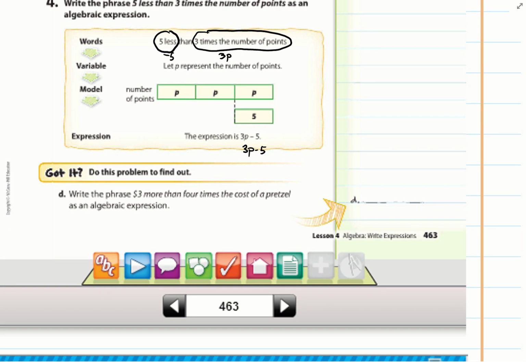For D, it says write the phrase $3 more than 4 times the cost of a pretzel. Well, I can tell you right now, $3 more, that's going to be a plus $3. And we have 4 times the cost of a pretzel. So we have 4 times the pretzel. So we have 4P plus $3.